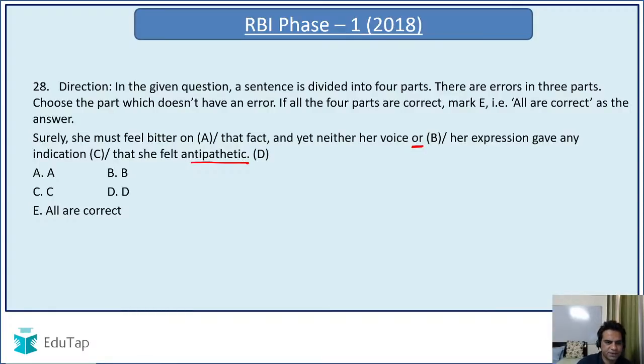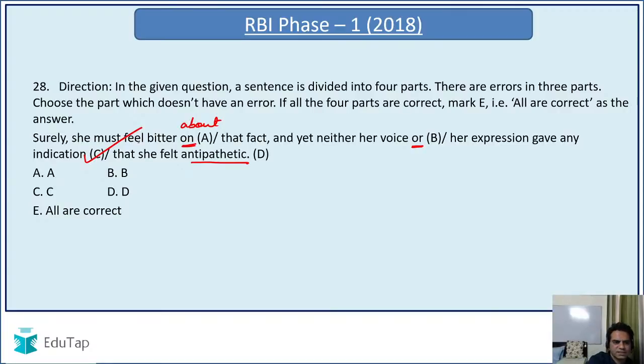Surely she must feel bitter not on the fact, she must feel bitter about the fact, and yet neither her voice nor her expression gave any indication that she felt antipathetic. So the correct option is option number C, guys. Very well done. Surely she must have felt bitter about that fact, and yet neither her voice, she must have felt.